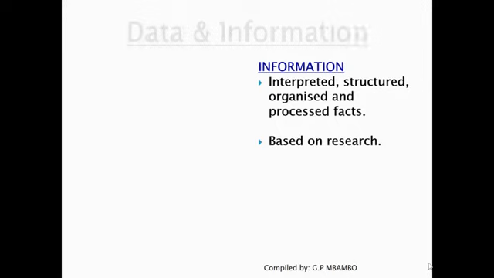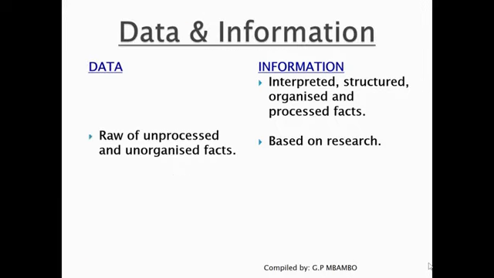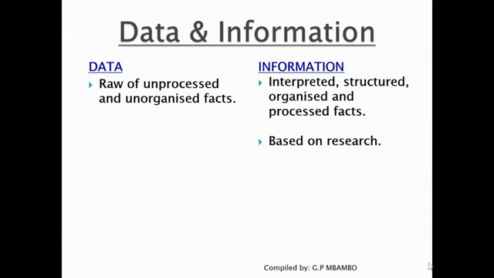Right, moving on with the very same section, we've got something we refer to as data and information. Sometimes these two words, data and information, tend to be used as if they are the same, or they mean something which cannot be differentiated. That is not true. Actually, data is referred to as raw, unprocessed and unorganized facts, while information is interpreted, structured, organized, and also processed. So take note of the differences between the two. Again, data is based on records and observation, while information is based on research.